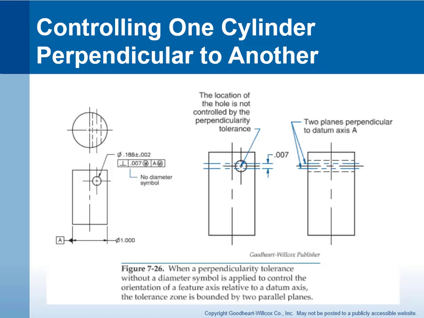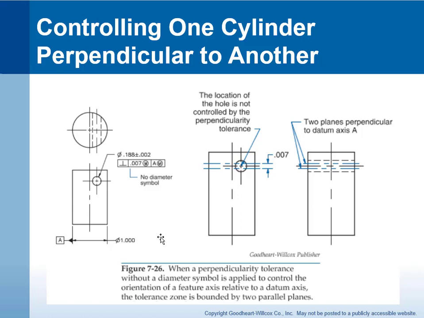Okay, so here's what we got. Controlling one cylinder perpendicular to another. What we have here is a bar, a round cylindrical bar. We have a hole drilled through that bar. Okay, the hole has a diameter of 188 thousandths plus or minus 2, and then it has a perpendicularity tolerance of 7 thousandths at maximum material condition. So what does that mean?